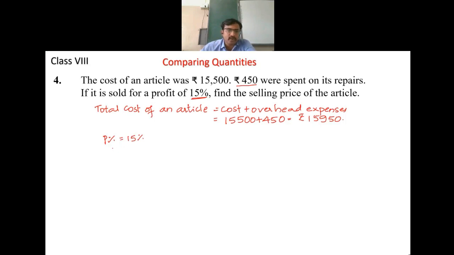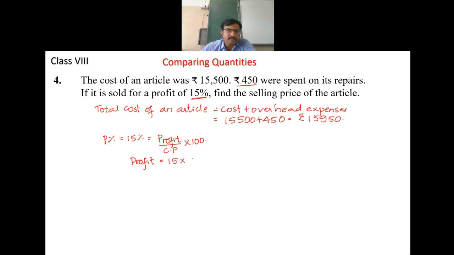We know that profit percentage is profit divided by the cost price into 100. It is not profit by 100 into CP, it is profit by CP into 100. Therefore, when we find the profit, we need to cross multiply this 15 with the cost price.